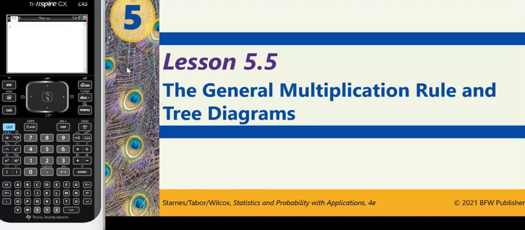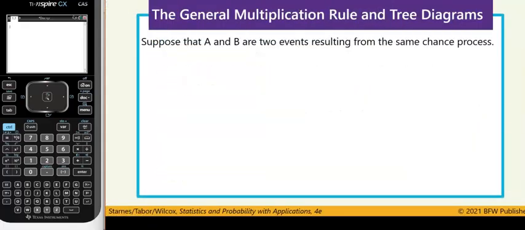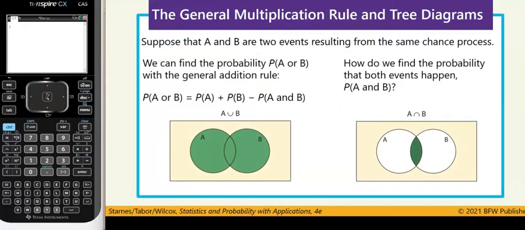Okay, this is lesson 5.5, the general multiplication rule and tree diagrams. So the general multiplication rule is not too bad. Let's look at what they got here. This is what we studied last week, I guess, before all the snow.